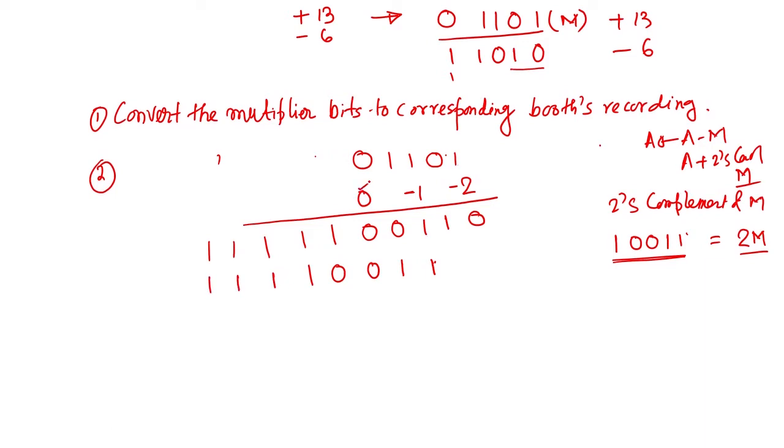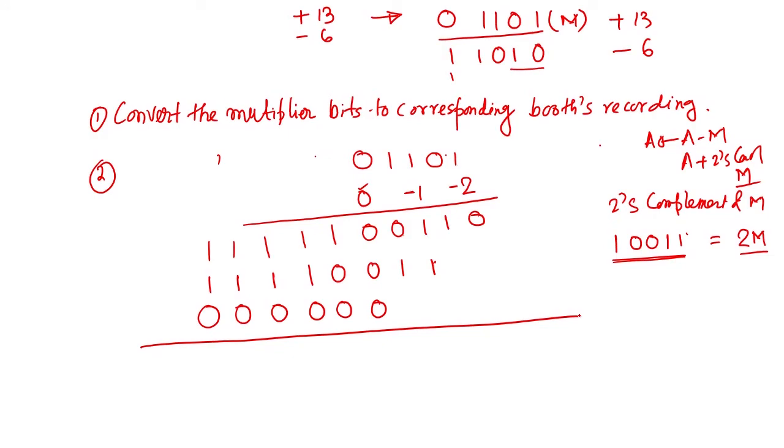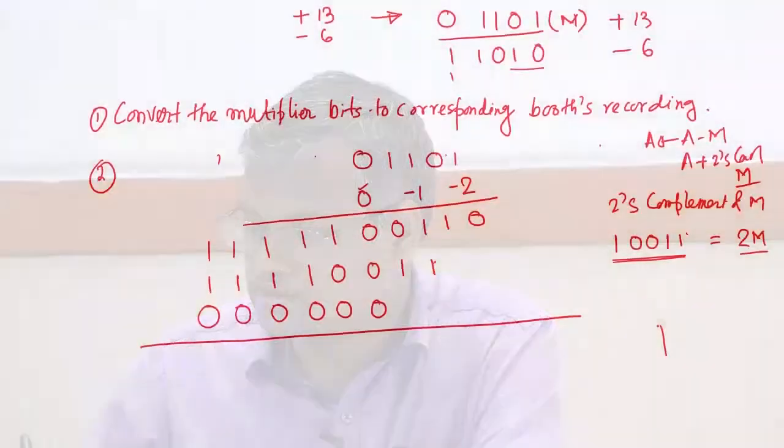Next you do the 0. So, 0 means 0, okay, and you have to start from which position? So, 0 should start from the 5th position. So, 1 2 3 4 5th. So, this is 0, this is 0, this is 0, this is 0, this is 0, this is 0. Now, you add it. So, earlier you had 5 partial products, now it is reduced to 3.